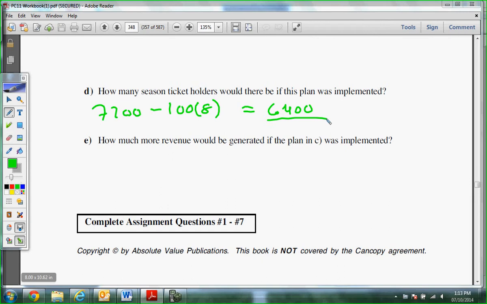How much more revenue would be generated if the plan in C was implemented? So now we need that number that Tom had. So what was that? What do you guys have for that number?